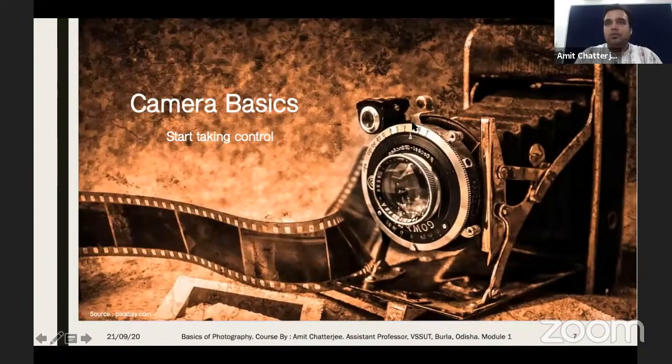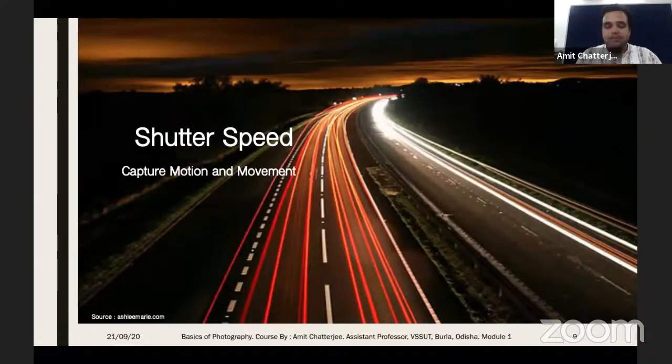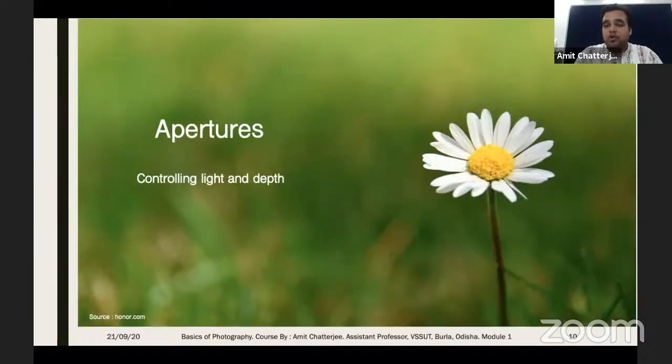So we will talk about the modules. As I said, we will talk about the camera basics, we'll talk about the lenses, we'll talk about the mechanics of photography, such as shutter speed, which controls the motion and the movement of a thing. Then we talk about aperture, which will be controlling the light and depth of light. We will talk about this as technical content in module 2.